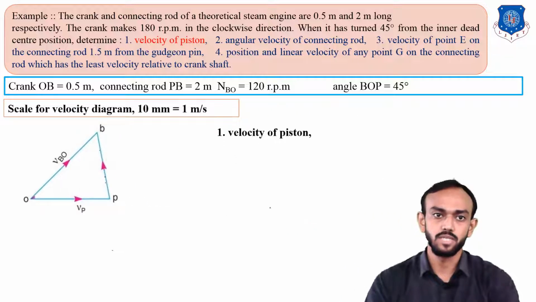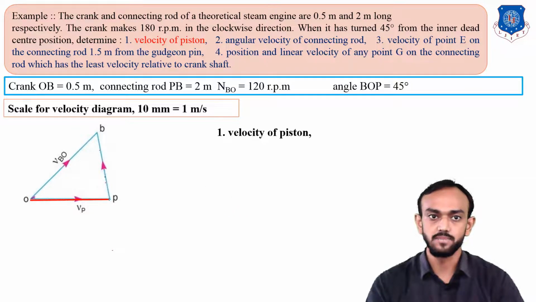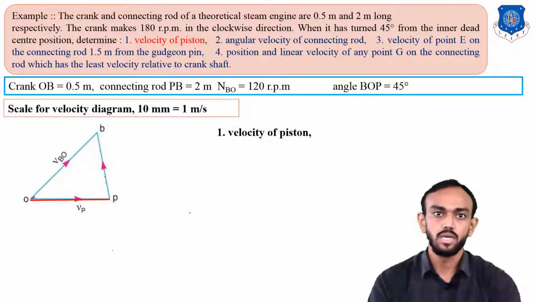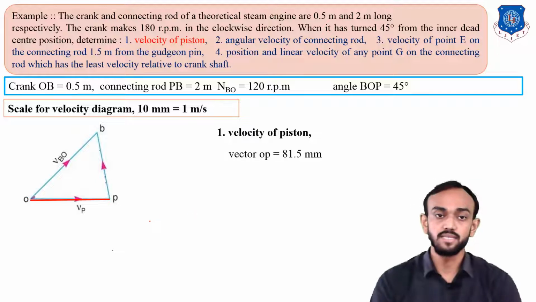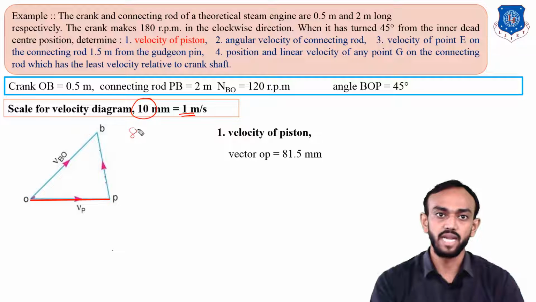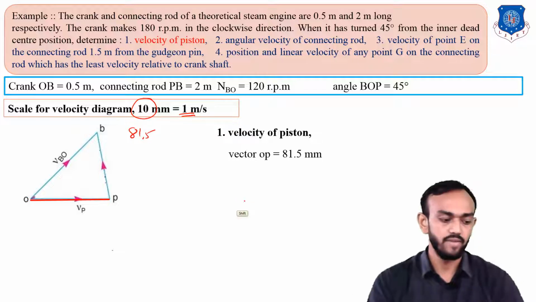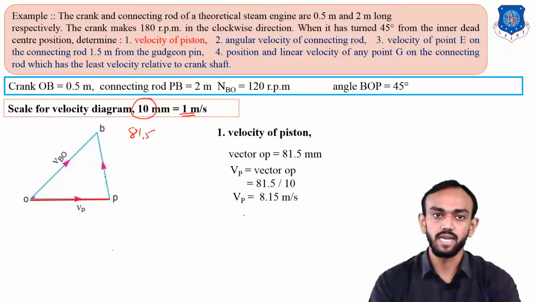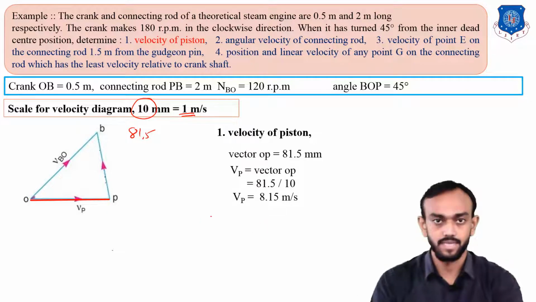So velocity of piston, for that we need to measure this O to P distance in the velocity diagram, and we have to convert that. If you measure this distance, you will get 81.5 mm and we have the scale 10 mm is equal to 1 meter per second. So what will be for the 81.5? You will get 81.5 divided by 10, and you will get 8.15 meter per second.